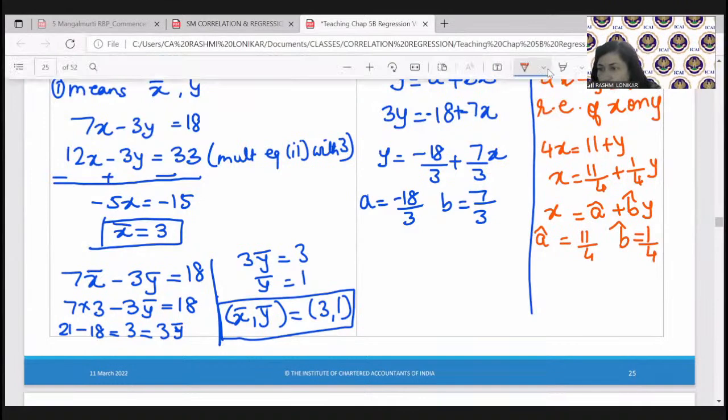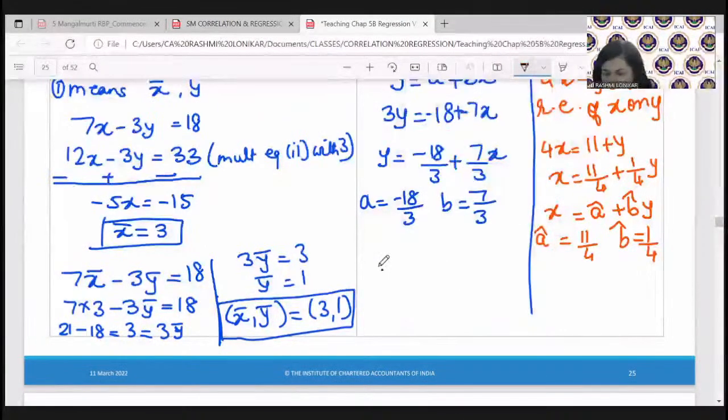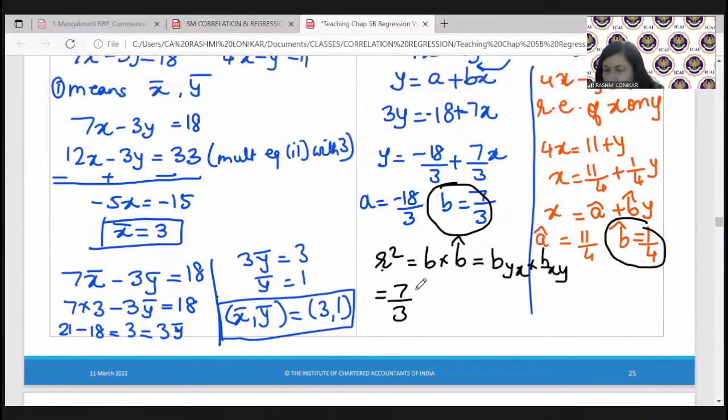Okay. Now what is the formula for r square? r square is equal to b into b cap. Or you can write it as byx into bxy. How much is b? b is 7 by 3. And how much is b cap? b cap is 1 by 4. 7 by 3 into 1 by 4.